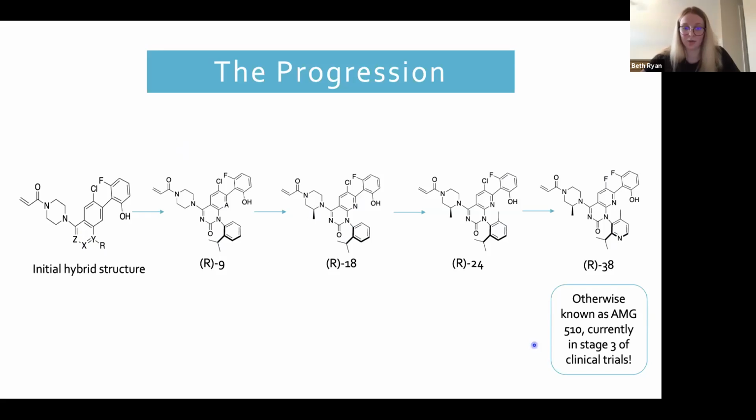And an interesting thing we discovered yesterday is that this compound is otherwise known as AMG 510. So that's what was in the title of the paper. And it's currently in stage 3 of clinical trials against non-small cell lung cancer. So this could be a real drug. I think that's really cool.